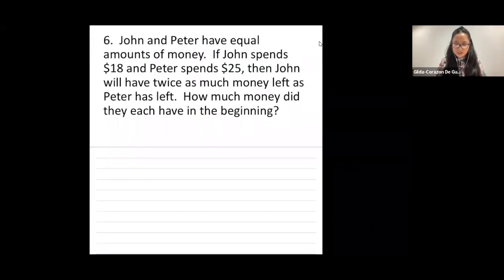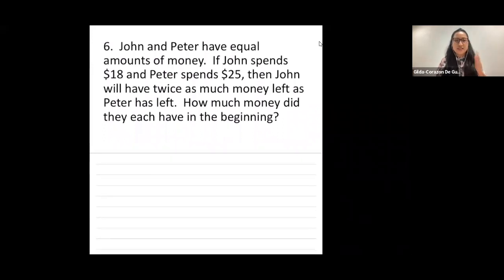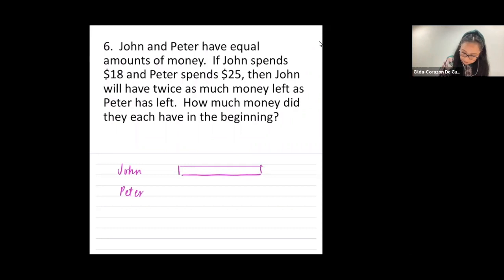So another difficult question that I get asked was this question number 6. It says John and Peter have equal amounts of money. If John spends $18 and Peter spends $25, then John will have twice as much money left as Peter has left. How much money did they each have in the beginning? We've got John and we've got Peter, right? Now at the start, they've got the same amount of money. So let's maybe draw a bar model showing an equal amount of money by having bars that would have an equal length, right?